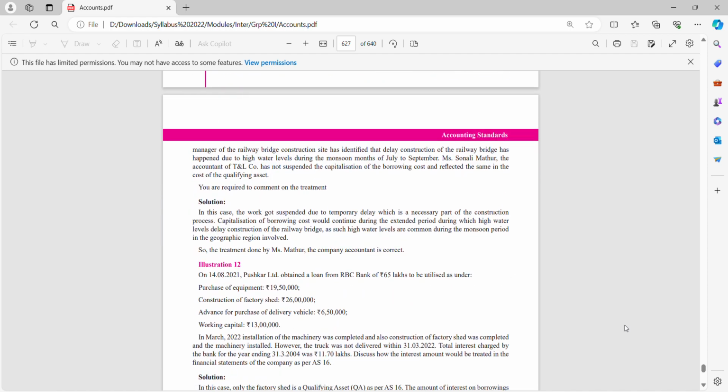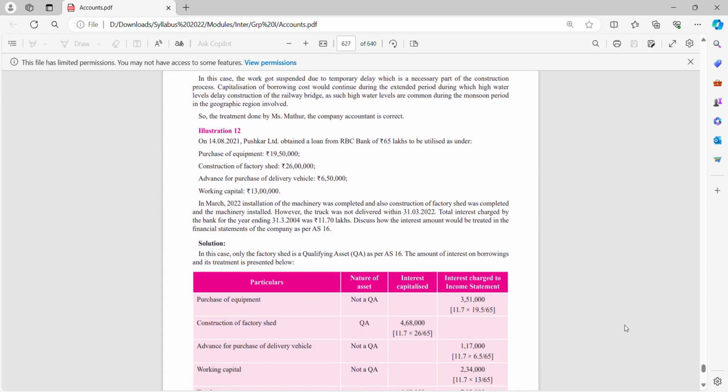So in case the work got suspended due to a temporary delay, which is a necessary part of the construction process, capitalization of borrowing costs would continue during the extended period during which high water levels delay construction of the railway bridge, as such high water levels are common during monsoon period. Okay, so whatever Ms. Mathur did, she is not going for suspension. That is correct. Then we have illustration 12.